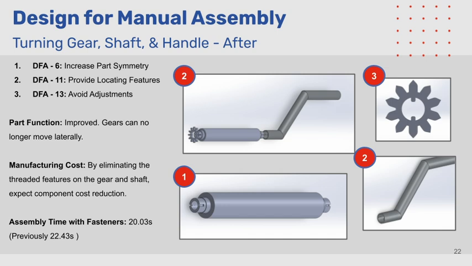We also hollowed out the turning handle, which reduces our material costs. The gear is constrained by a pin. We received quotes from Hubs.com on these redesigned components, and they reduce our CNC machining costs by approximately 40%.